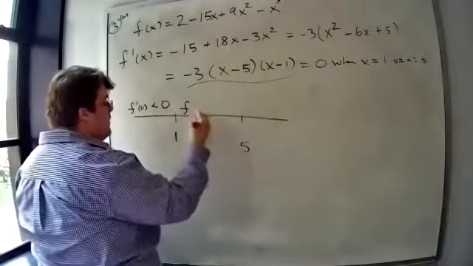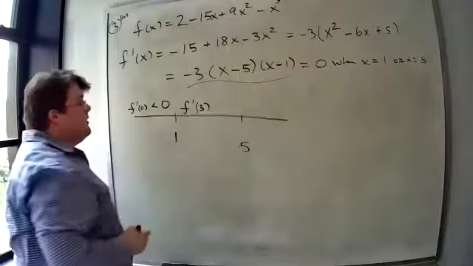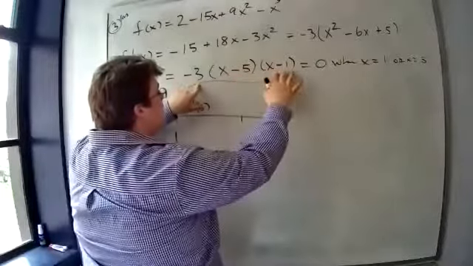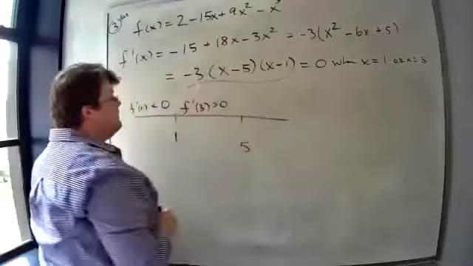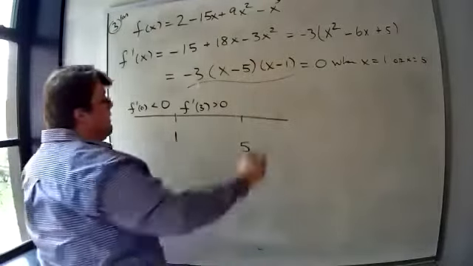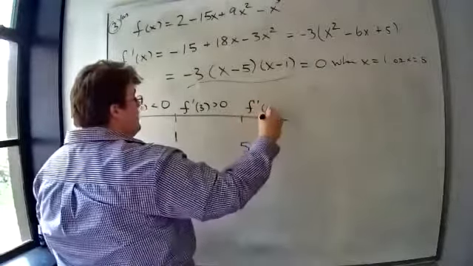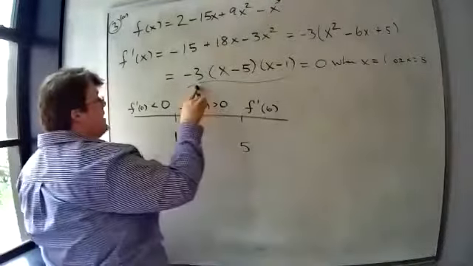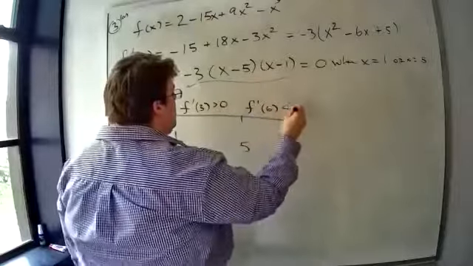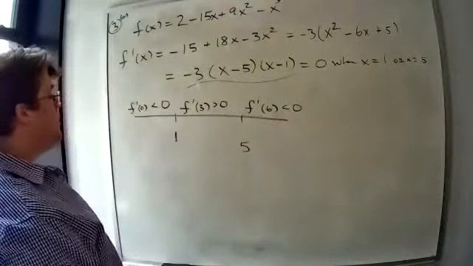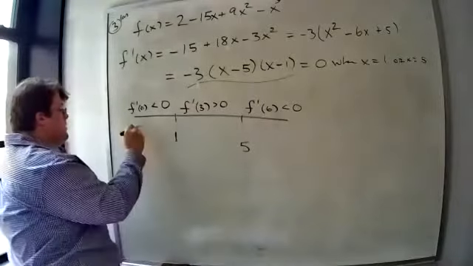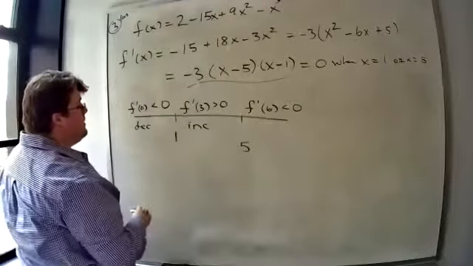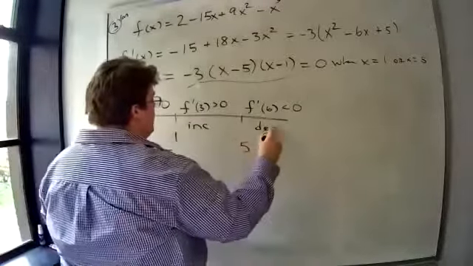In this middle interval, we can pick a point here. I'll pick 3, I guess. F prime at 3 is negative times positive, so it's positive. F prime over here, pick a number there, let's say 6. 6 is after 5. F prime at 6 is negative, positive, positive. That's 1 negative. So our function is decreasing on that interval, increasing on that interval, and decreasing on this interval.